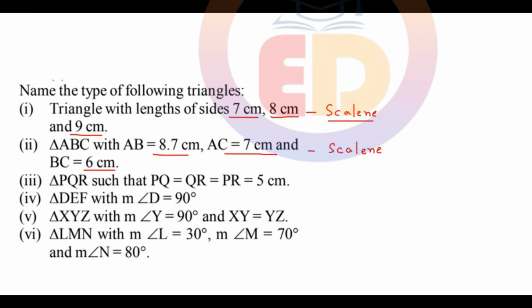Third example, in a triangle PQR, PQ is equal to QR is equal to PR and all of them are 5 cm. When all the three sides are same, this triangle is an equilateral triangle. Fourth example, triangle DEF with angle D is 90 degrees. So when there is one 90 degree angle in a triangle, then it is called a right angled triangle.